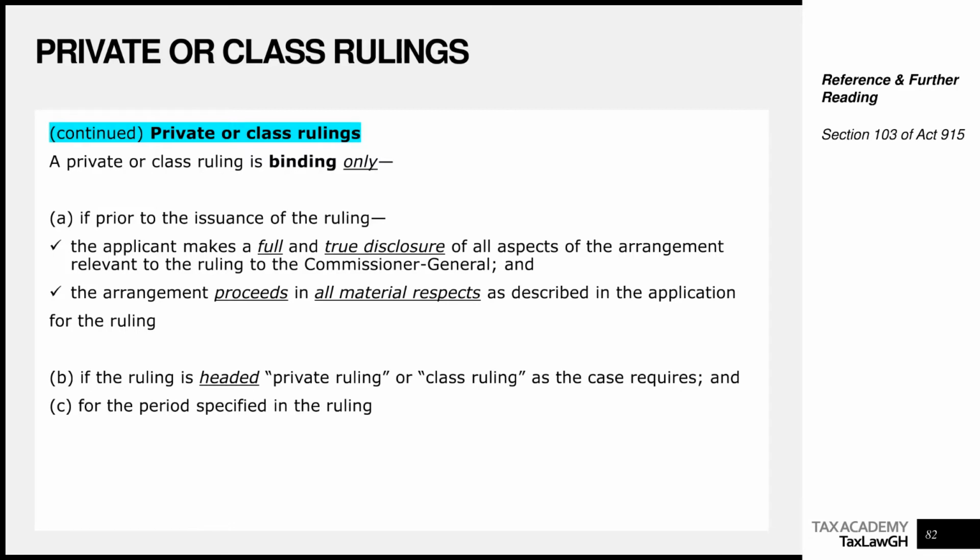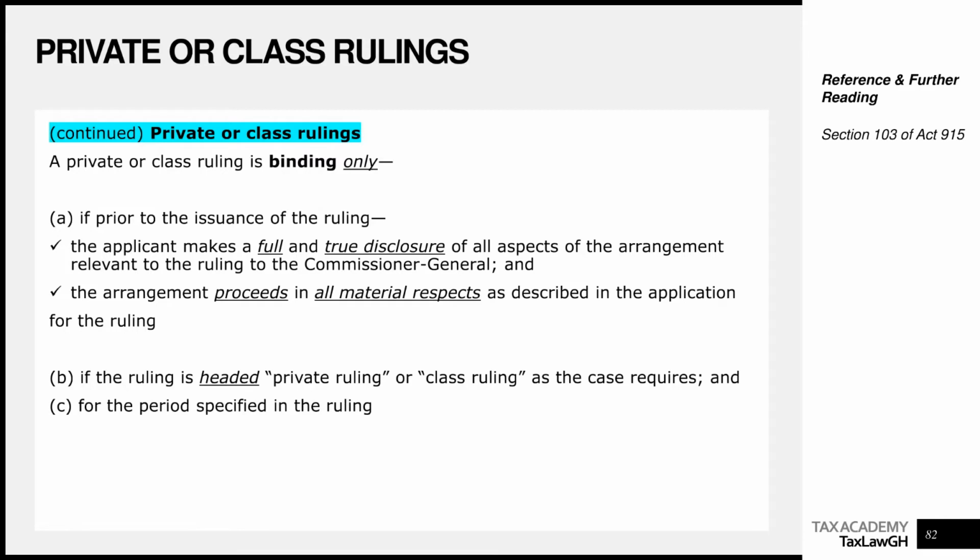Next is that the arrangement actually proceeds in all material respects. Whatever you said you were going to do in the application for which he gave you his opinion, you actually do it. Let's say you said you were planning to build a factory in Kaswa. You wanted to know the rate of tax that will apply for that area. If you don't go ahead to build a factory in Kaswa and you build it in Medina or Adenta, then it is not binding on him because you didn't follow through with what you said you would do. That's what we're saying here. Then, if the application is headed private ruling or class ruling, as the case requires, then it's binding on him, and it's binding for the period specified.